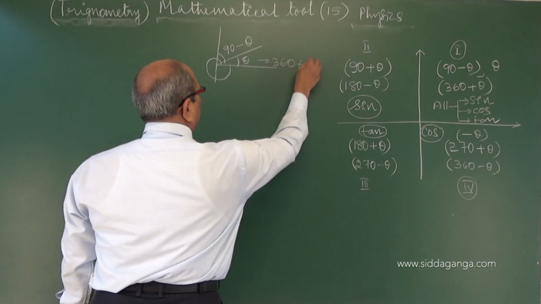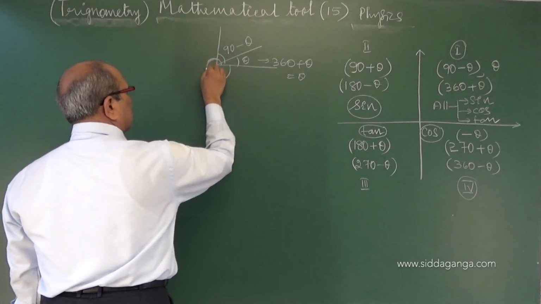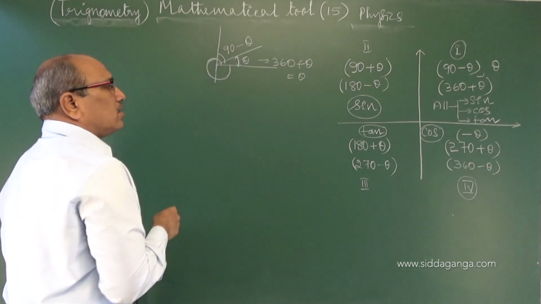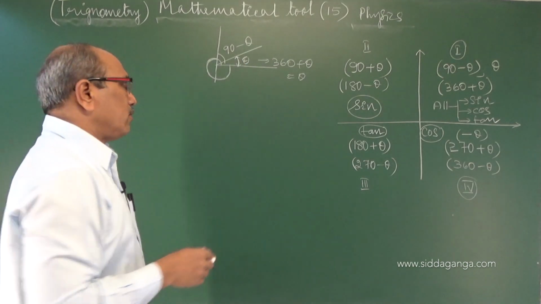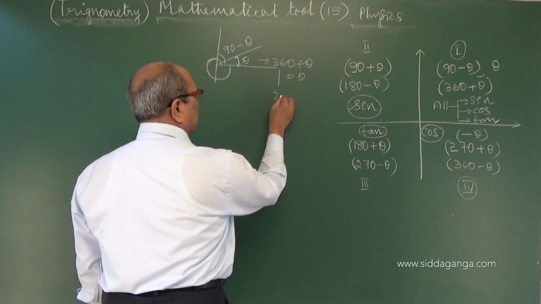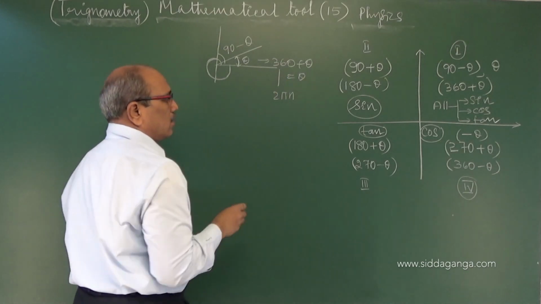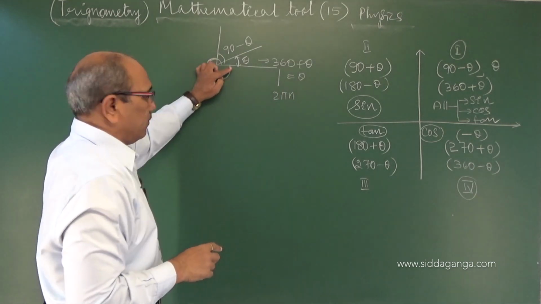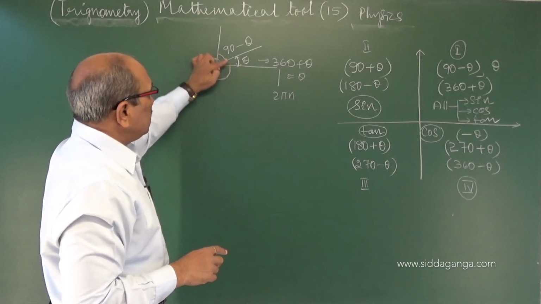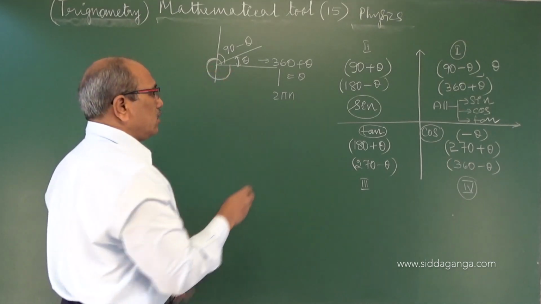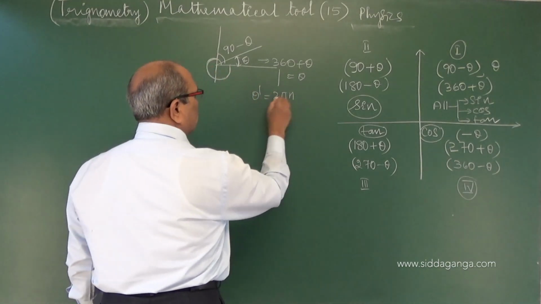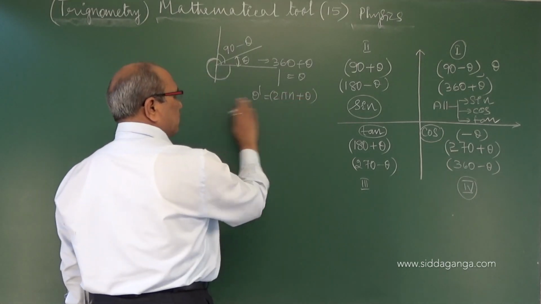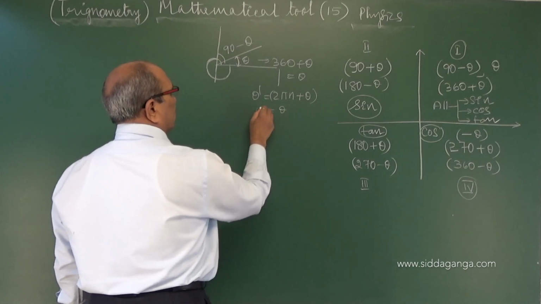360 plus theta is nothing but theta, because it completes one cycle and again the angle rises in the first quadrant as theta. That means if I write 360 as 2 pi n, 2 pi is 360, and n is 1 time, 2 times, 3 times. Like theta dash can be shown as 2 pi n plus theta. This simply becomes any function of theta only.